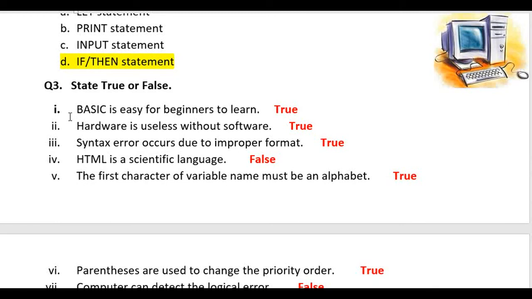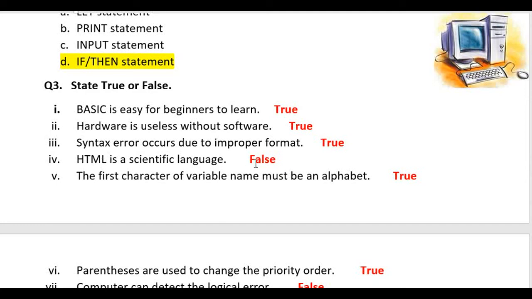Now true false. First statement, BASIC is easy for beginners to learn, that is true. Hardware is useless without software, that is also true, because if there is no software, the hardware is useless and it cannot perform any function. Syntax error occurs due to improper format, that is true. Format means syntax, or you can say the grammatical rules of the language. If they are not followed, it will give you the syntax error.